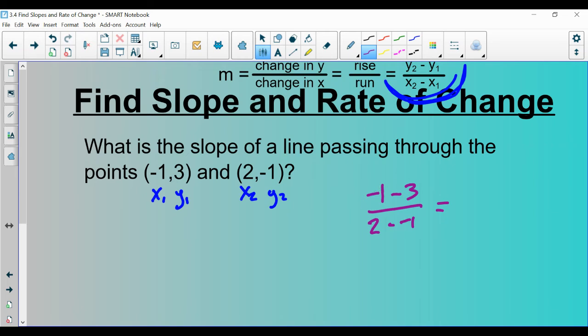Go with the numerator first. -1 minus 3 is -4. And 2 minus a -1 is a +3. So our slope here is -4/3. If we were to actually plot these points, what we're saying is for every point it goes down 4, it also goes over 3.